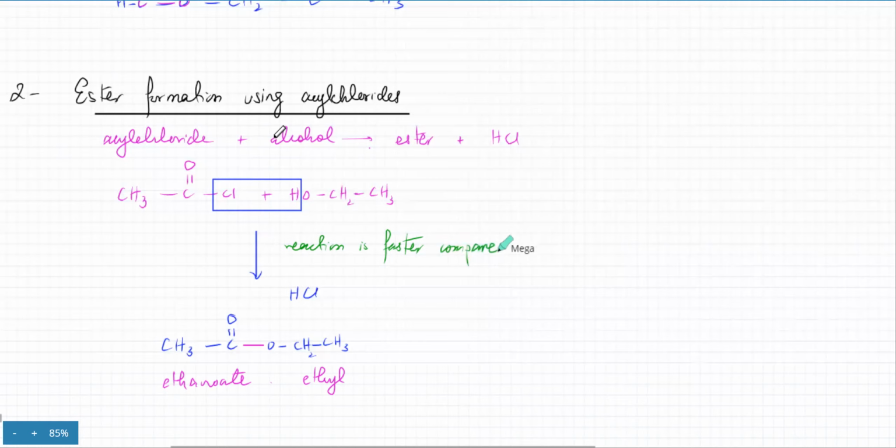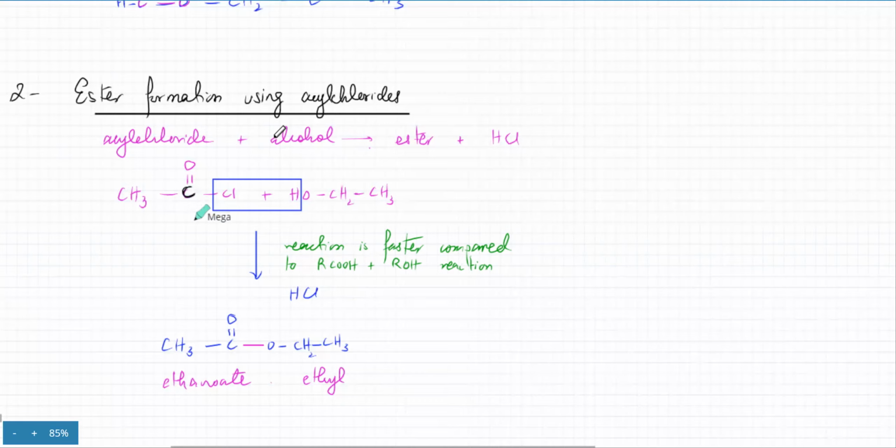So the reaction is considerably faster compared to the carboxylic acid alcohol reaction. So a lot faster. So what's the reason? Why is it so fast? The reason comes down to this carbon again.